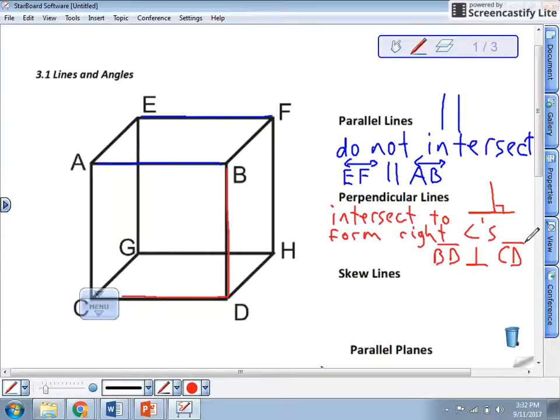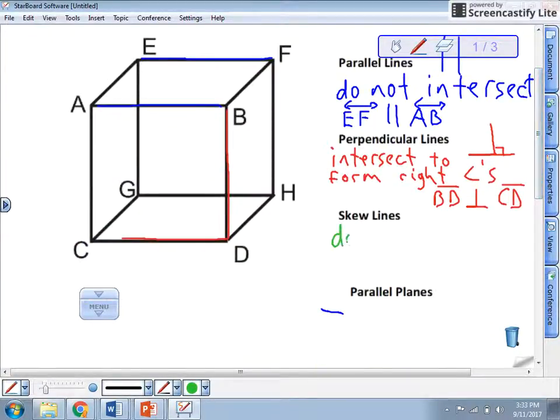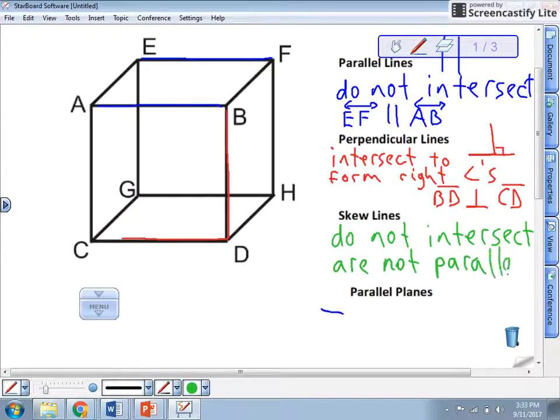Skew lines, this one might be new, all right? They do not intersect and are not parallel. They're also non-coplanar. We'll talk about what that means.